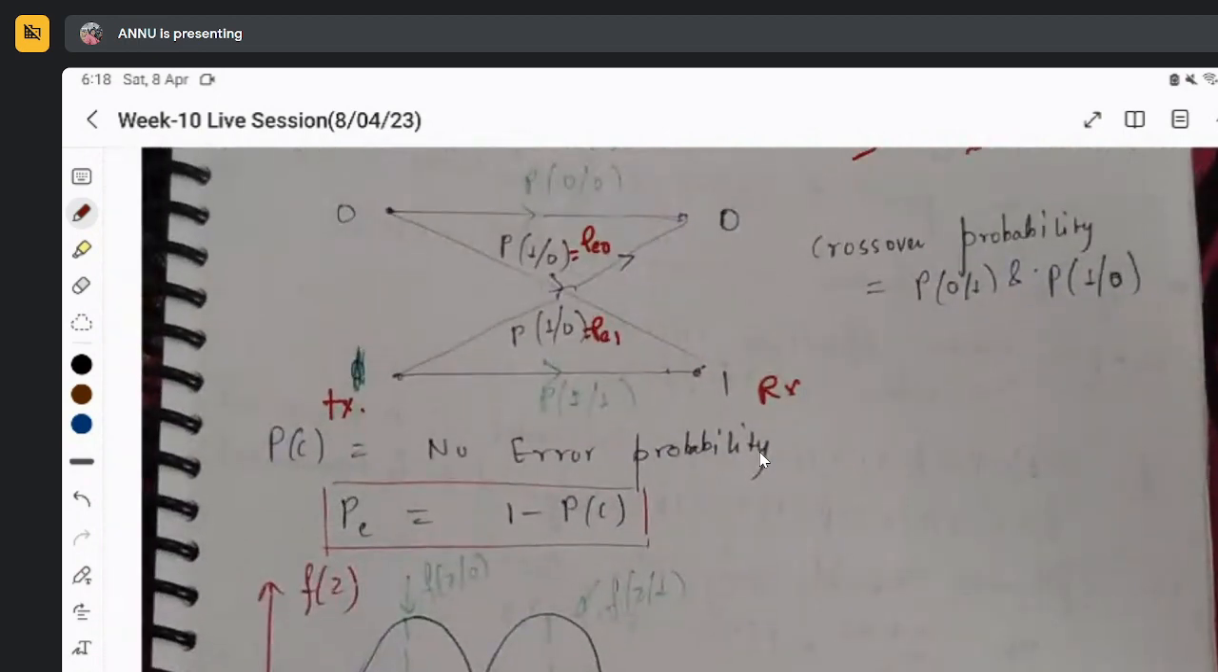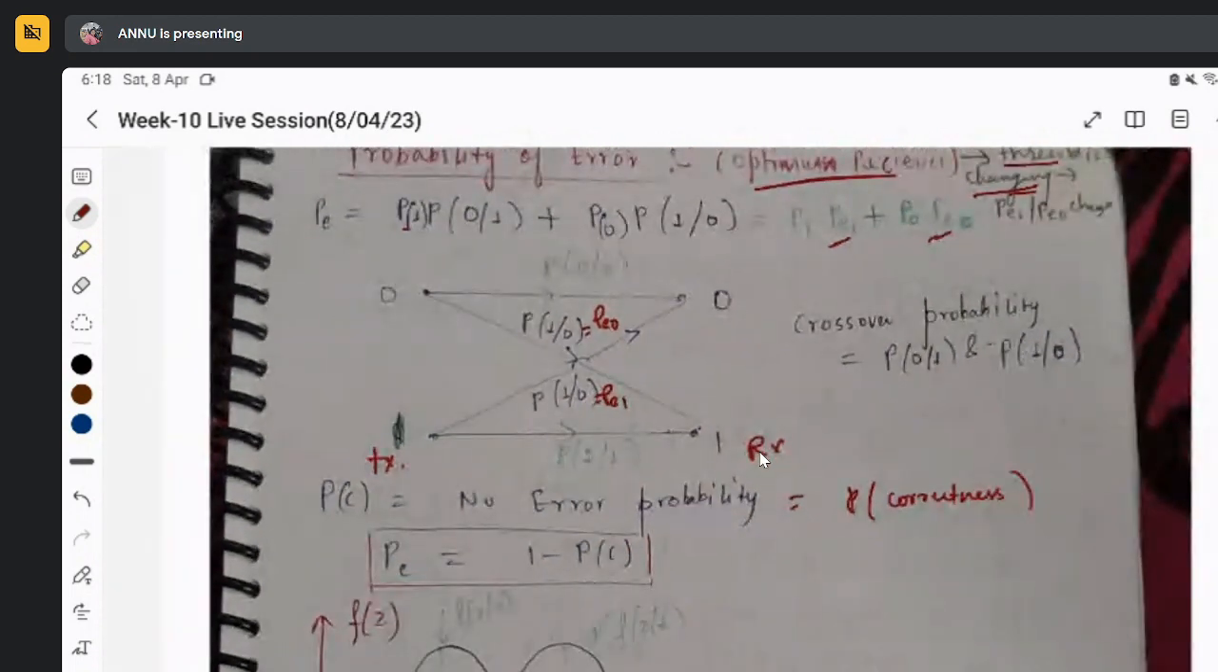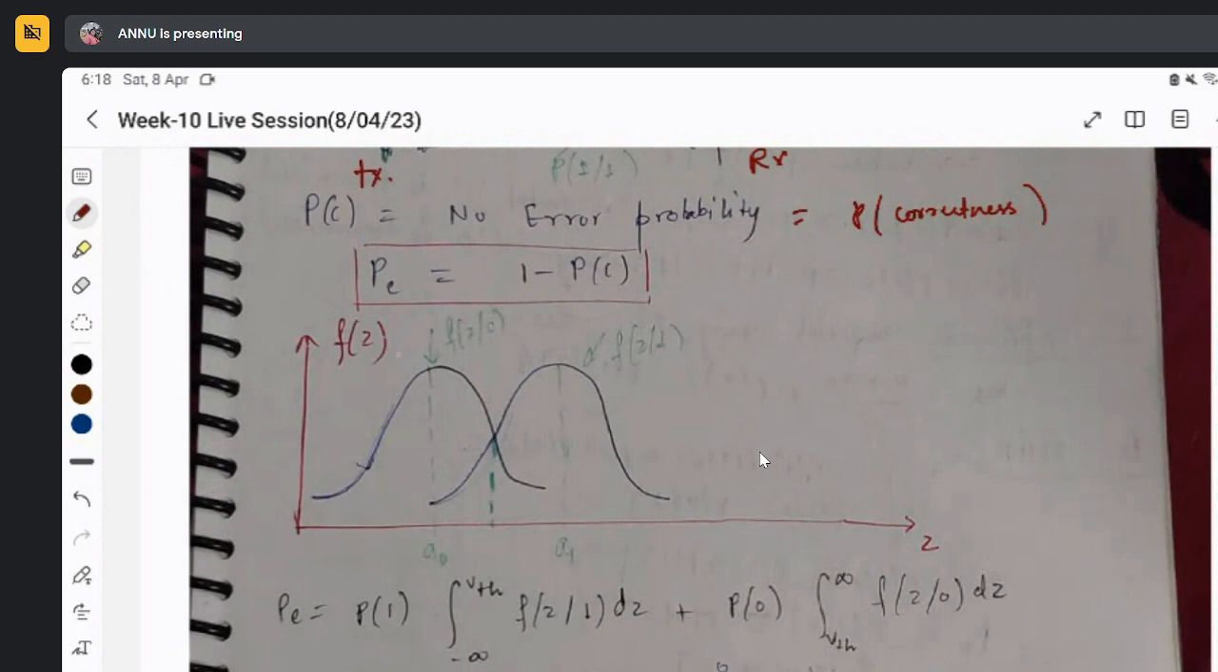And what is P of C, which is the no error probability, which equals 1 minus P of E. P of correctness. So these are known as crossover probabilities, which are also called error probabilities. And if you plot the density function, which is a PDF of the error function, you have observed that these are always Gaussian in nature.